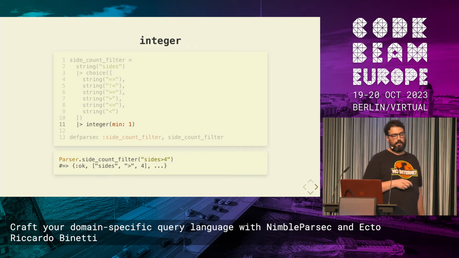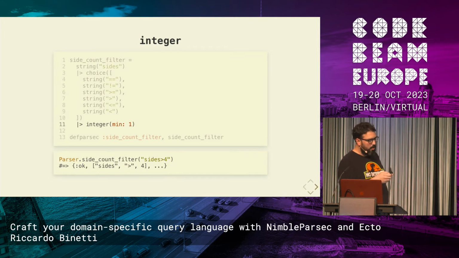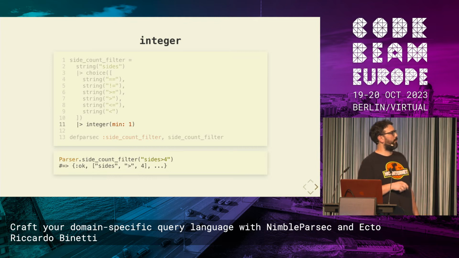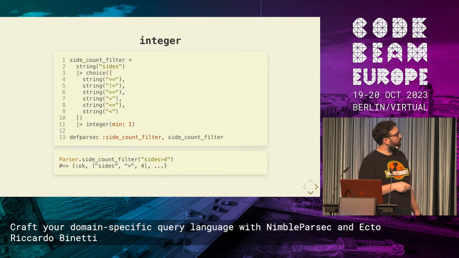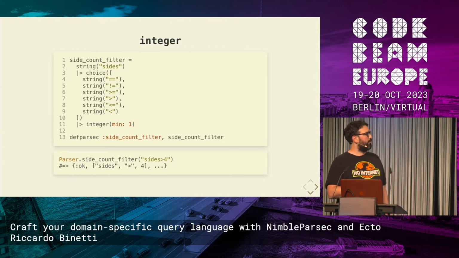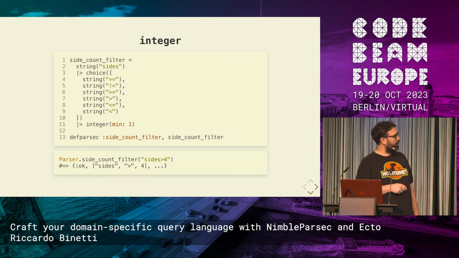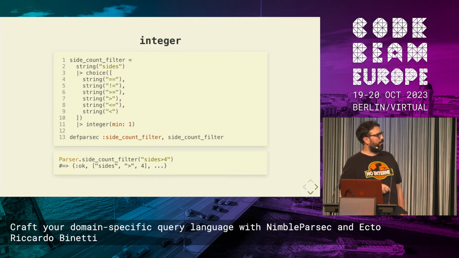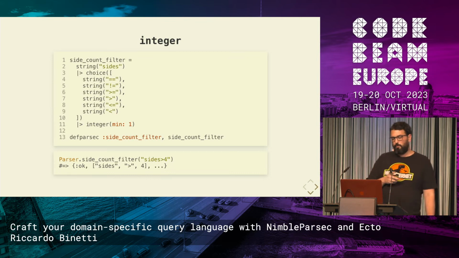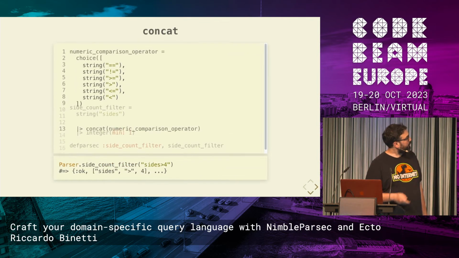In the argument, you can either pass a fixed value, like 10, that means it should have 10 digits, or you can pass some minimum or maximum amount of digits. If you pass min 1, you are basically saying just parse an integer of any length. And with all that, we're able to parse sides greater than 4 and return. In this case, you can see that the output is not a single value, but it's 3 values. It's size, greater than, and 4 as an integer, because the integer returns already an integer.